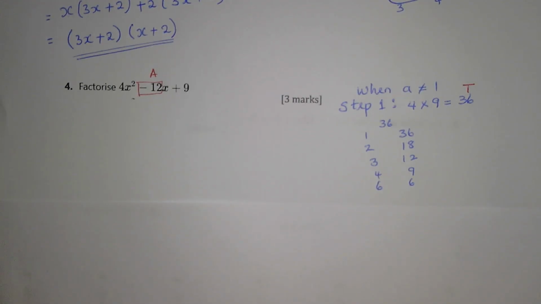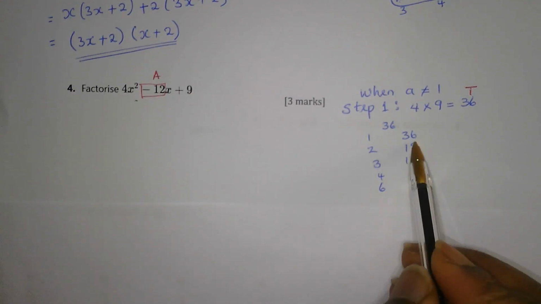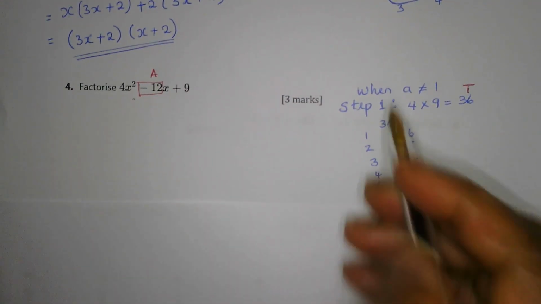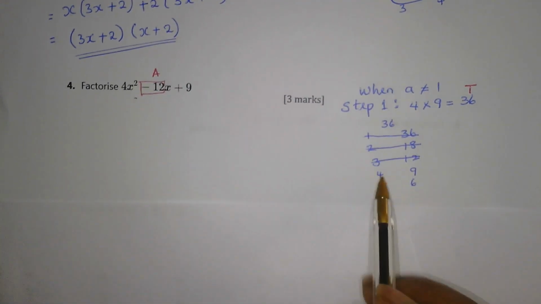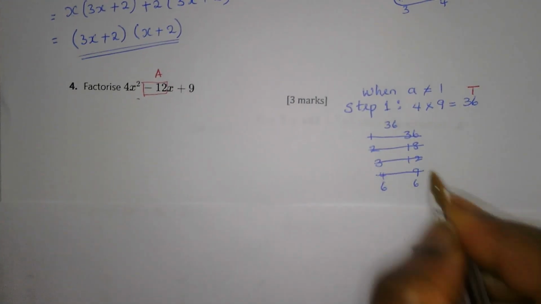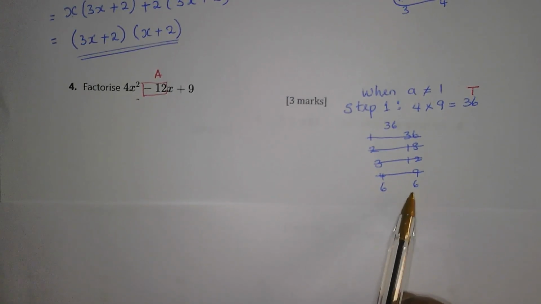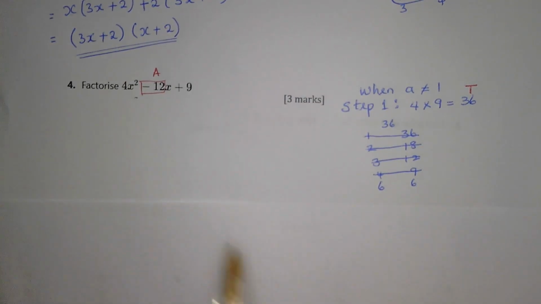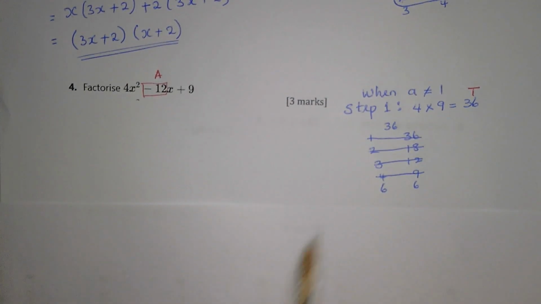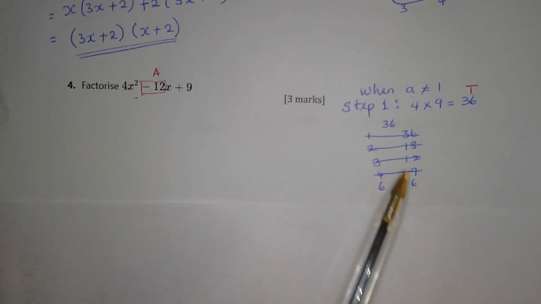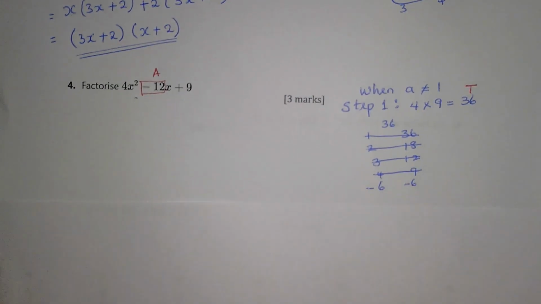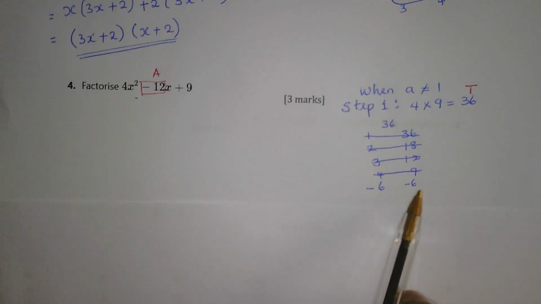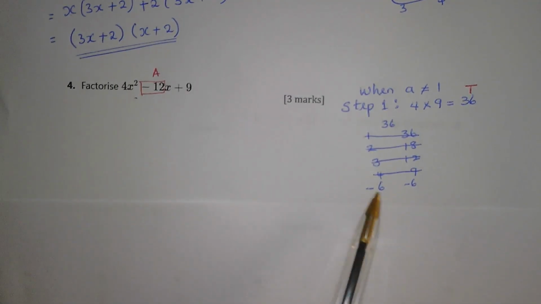Now, let's try to eliminate 1 and 36. If I add it together or subtract one from the other, I would never get negative 12. Cross that off. 2 and 18, no. 3 and 12, cross off. 4 and 9, I will get 13 or 5. 6 and 6, I will get 12, but that is going to give me a positive 12. How can I tweak it slightly so that I will get negative 12, and when I multiply them, I will still have positive 36? It's by introducing minus in front of those numbers. So negative 6 add negative 6 gives negative 12. Negative 6 times negative 6 gives positive 36.